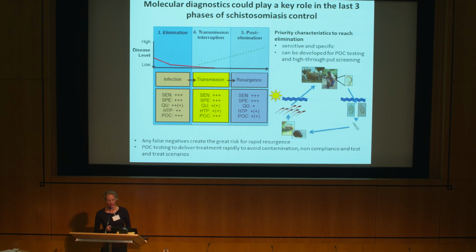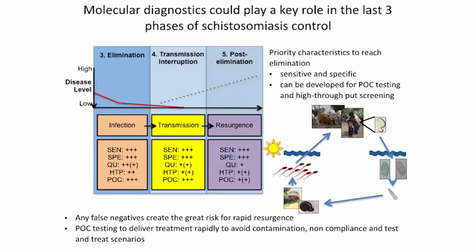And for that, I think point-of-care testing to deliver treatment rapidly to avoid contamination or non-compliance of treatment, and test and treat scenarios to really target those people that may be missing treatment or can start to lead into this resurgent situation again, because we could be back at square one before we know it.